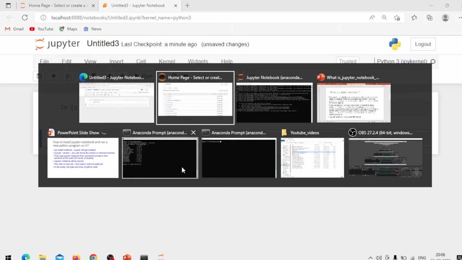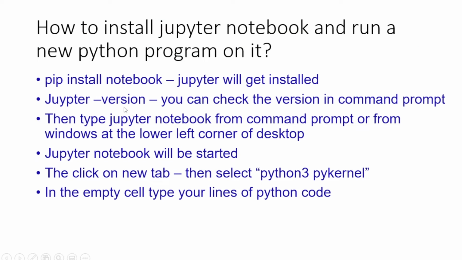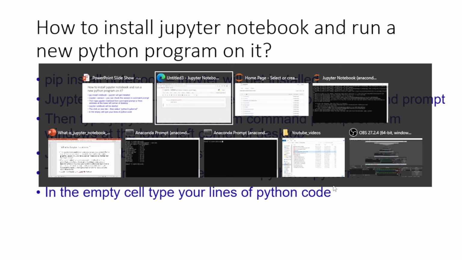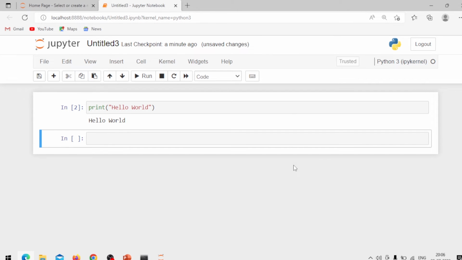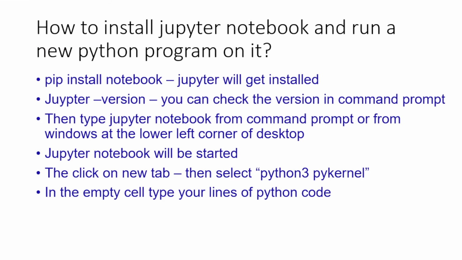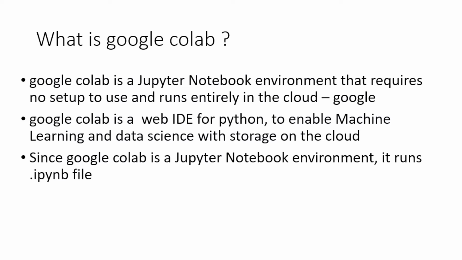So now we just saw how to install Jupyter Notebook and how to check the version, how to start Jupyter Notebook, and then write a simple line of Python code and run that. So we just saw this whole sequence of steps. Now, what is Google Colab? We saw that Google Colab is a Jupyter Notebook environment in the cloud.